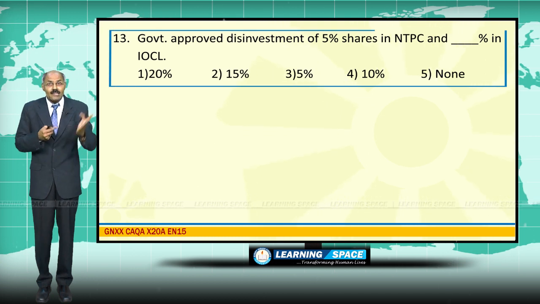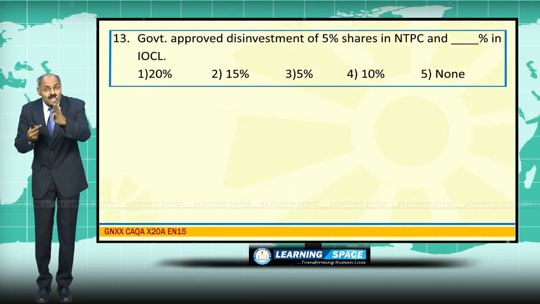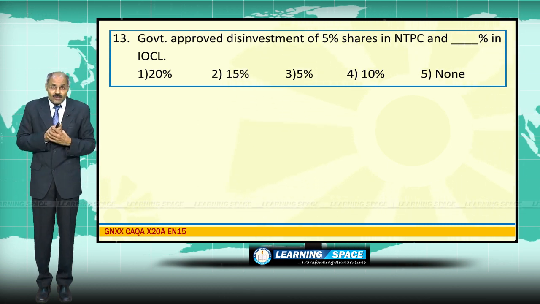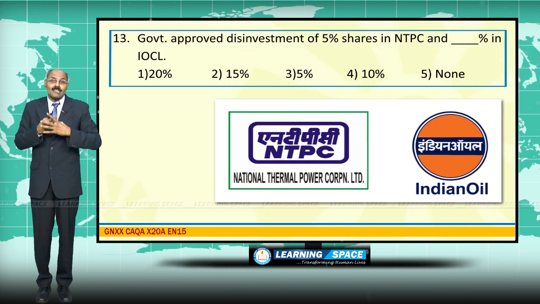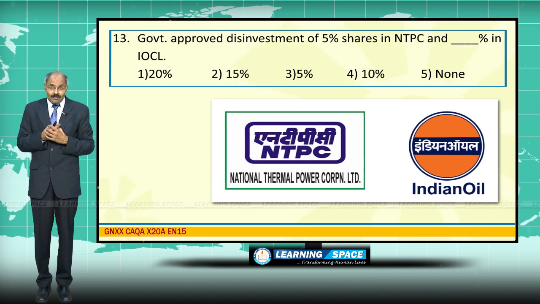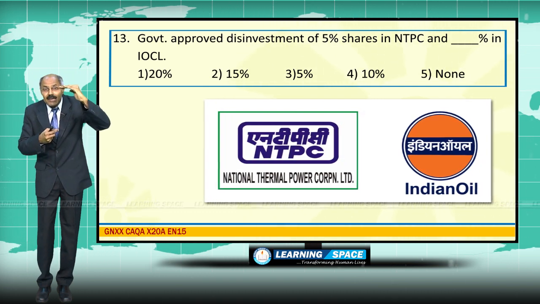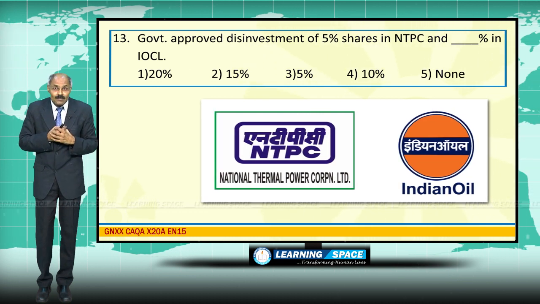Government approved disinvestment of 5% shares in NTPC, National Thermal Power Corporation, and 10% shares in IOCL. Disinvestment means reducing the government share in public sector undertakings.